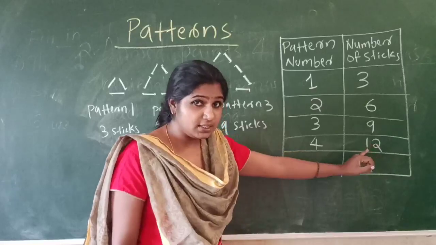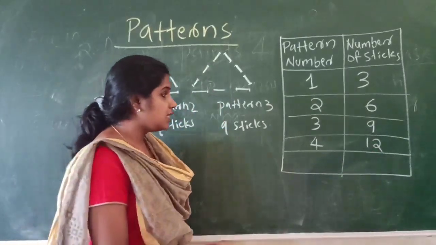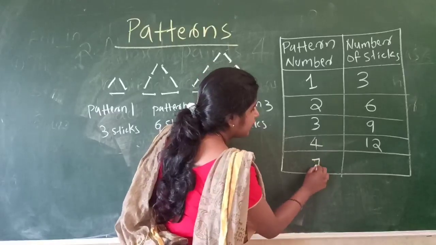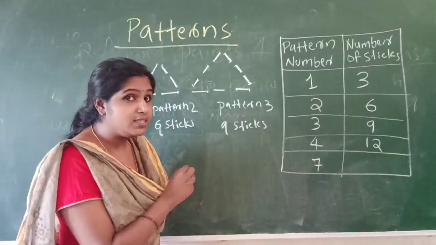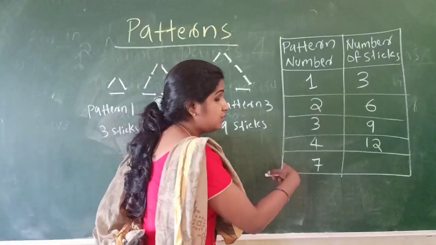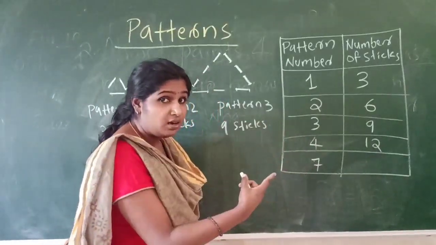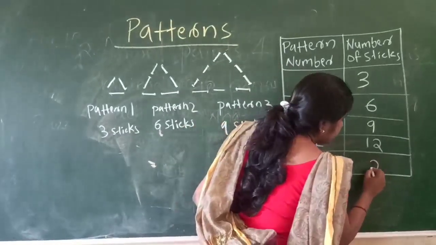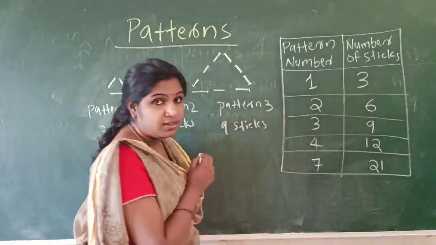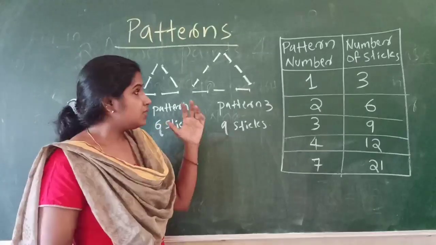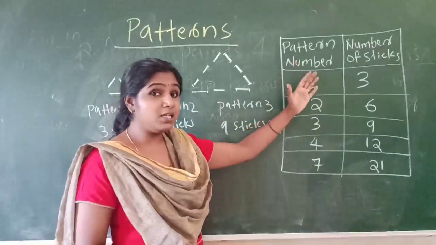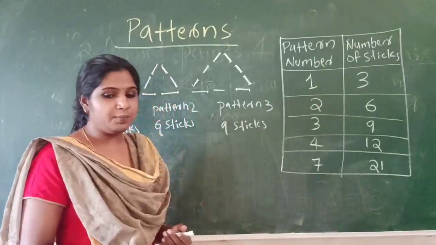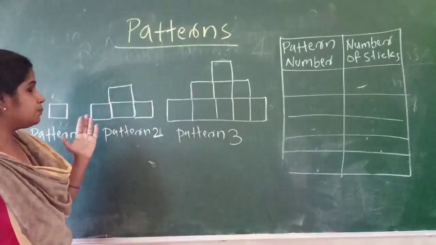Is it? Can you say how many sticks there will be in pattern number 7? How can we find? Yes, 7 threes are, can you say 7 threes are? Yes, 21. 7 threes are 21. Is it? So this pattern gives us the multiplication table of 3. Is it? Okay.